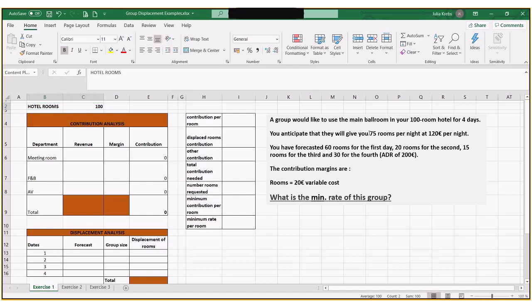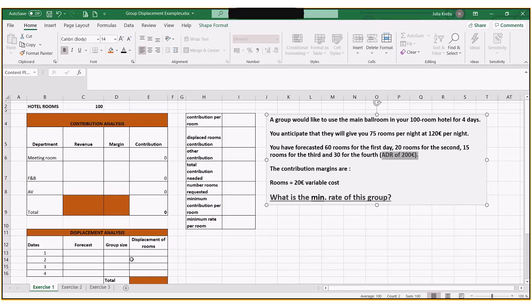They are going to give us 75 rooms per night, so 75 rooms for 4 days, and at this moment in time their budget is 120. We have forecasted 60 rooms on the first day, 20 on the second day, 15 on the third day, and 30 on the fourth day. The ADR for all these transient room nights is 200 per room per night.